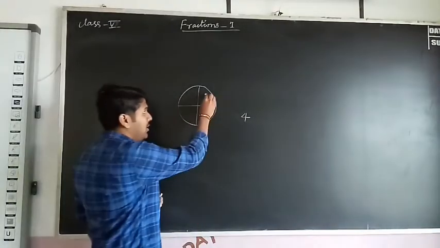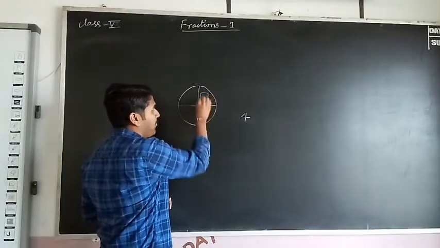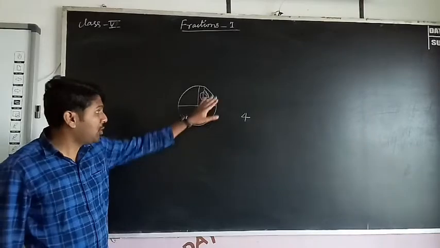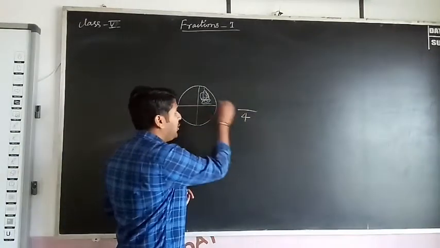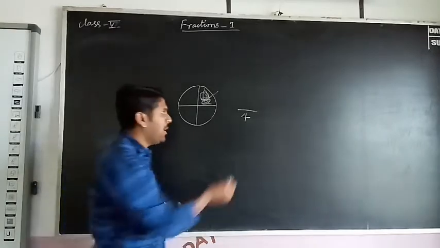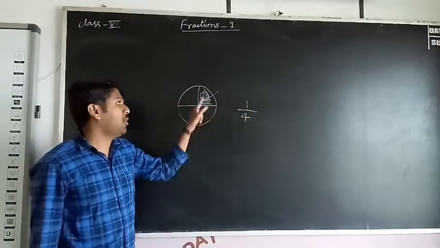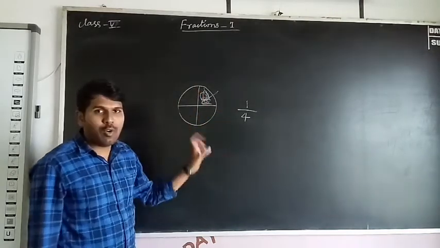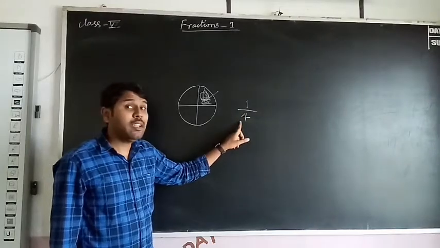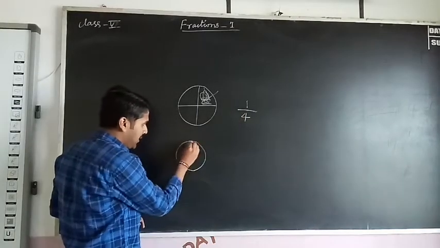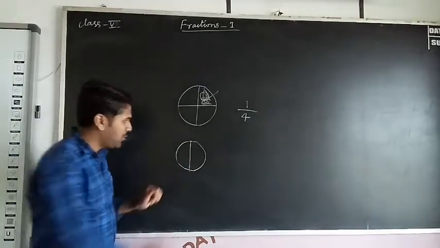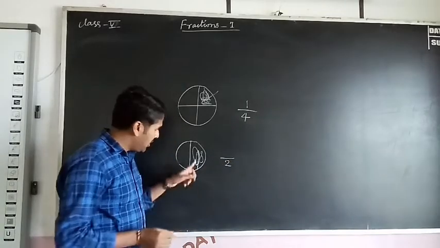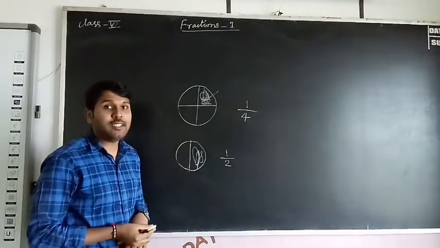So if you want to shade this one, what is the fraction? How to write this one? Total parts are 4, and this is only one part, isn't it? 1 of 4. One part in 4 parts. That is 1 by 4. If there are only 2 parts, how to write this one? This is only one part, but total parts are 2. Shaded part is 1. So 1 by 2, isn't it?